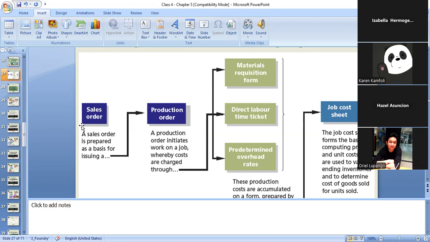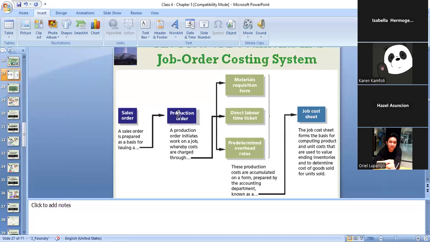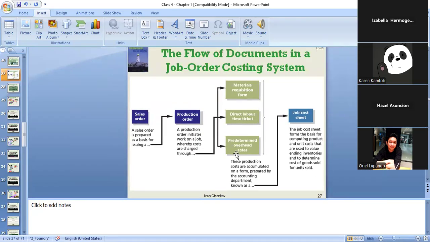On the production order, first we're going to request the material. Then we're going to get the direct labor from the tickets from the people that will work on the job. And then we're going to have the predetermined overhead rate, which is calculated before the beginning of the year. And once we have all those three, then we can complete our job costing sheet, which is going to give us the total cost and cost per unit for that particular order.